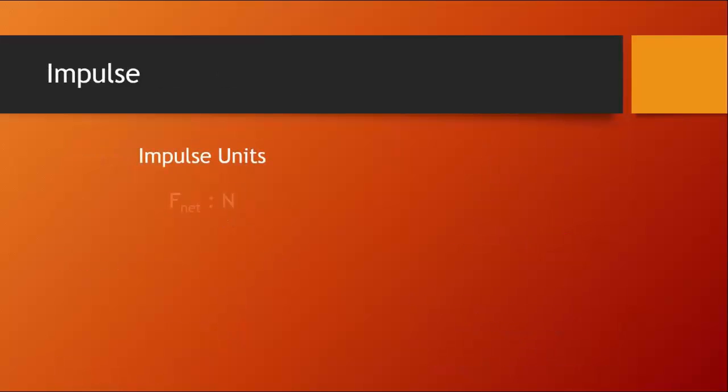Let's take a look at the units for impulse. F net, any force, is measured in newtons. Time is measured in seconds. And so if we plug in newtons and seconds, we get newton seconds. Let's take a closer look.